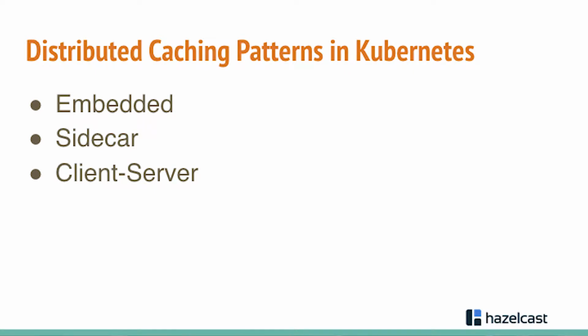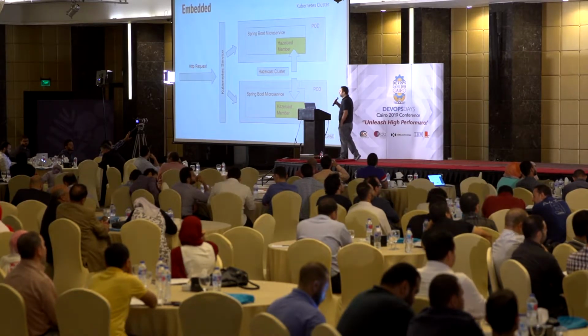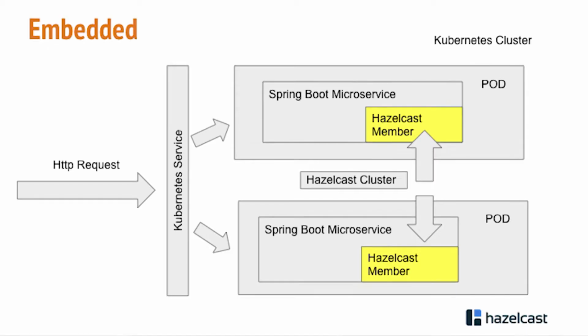And the third one is client server. Client server is also another distributed caching pattern that you can use in your cloud native deployments. So this is the first diagram that I put. I'll let you check it for a second, because the other slides are similar.